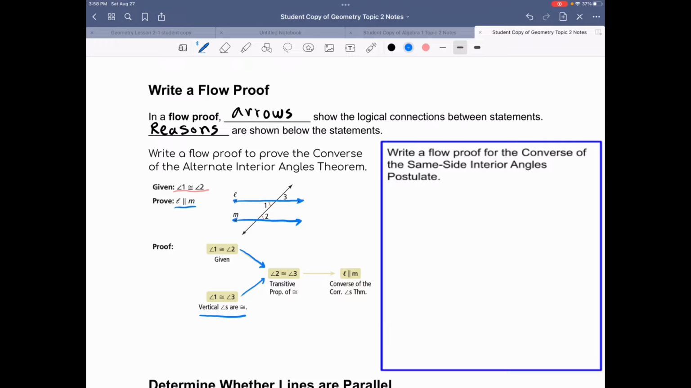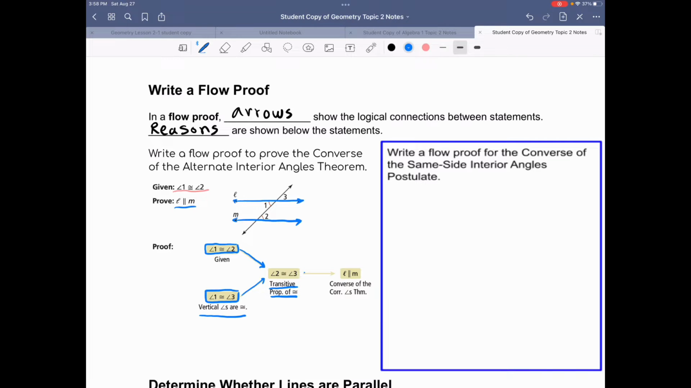So if we look at these first two steps of our flow proof, if angle 1 is congruent to angle 2 and angle 1 is congruent to angle 3, we can just take out the 1 and say that angle 2 is congruent to angle 3. And that's how we get this. That's why we can use this property called the transitive property. It just eliminates the 1.